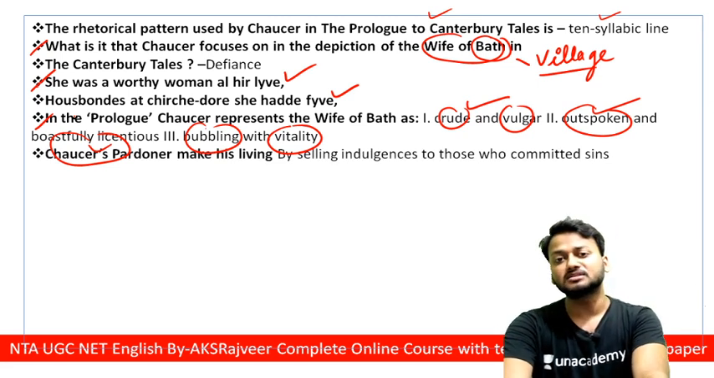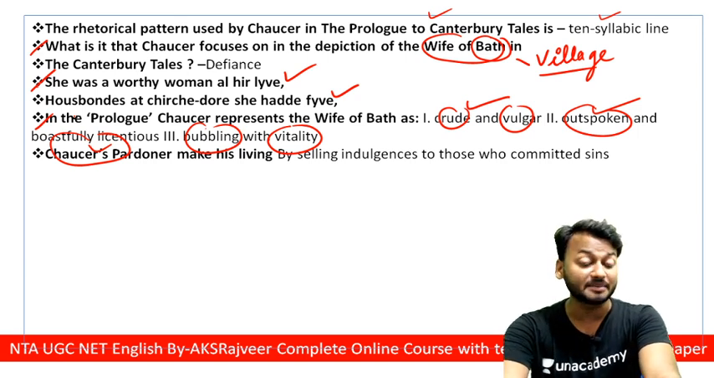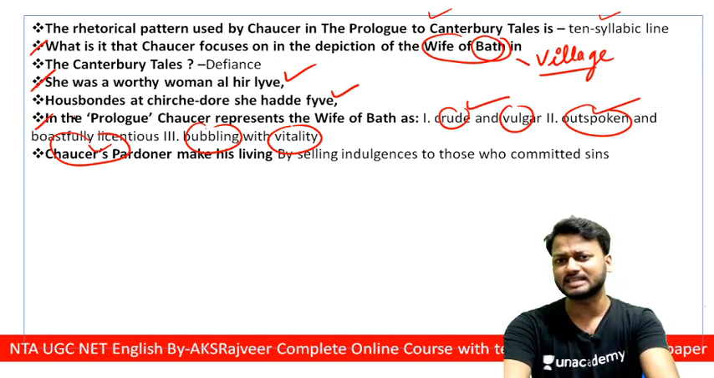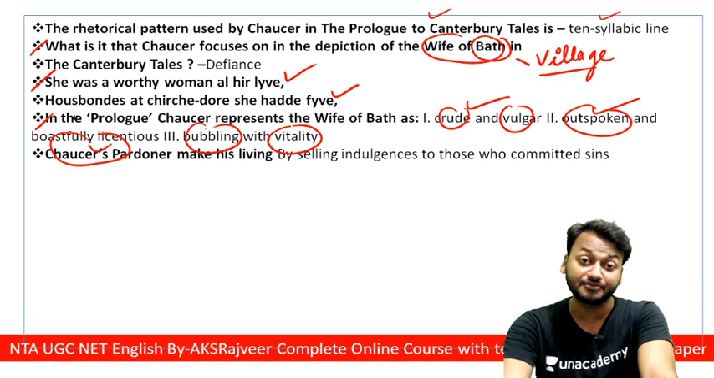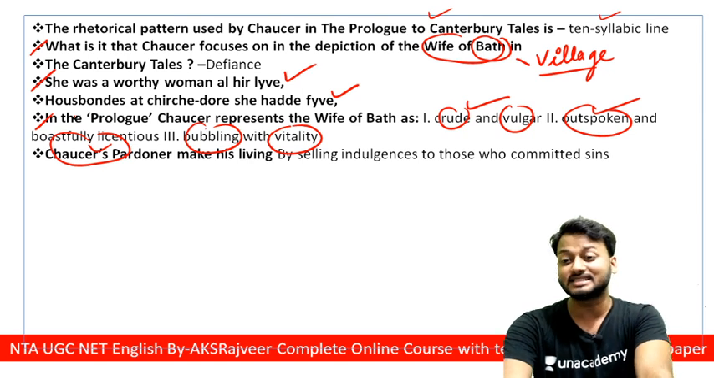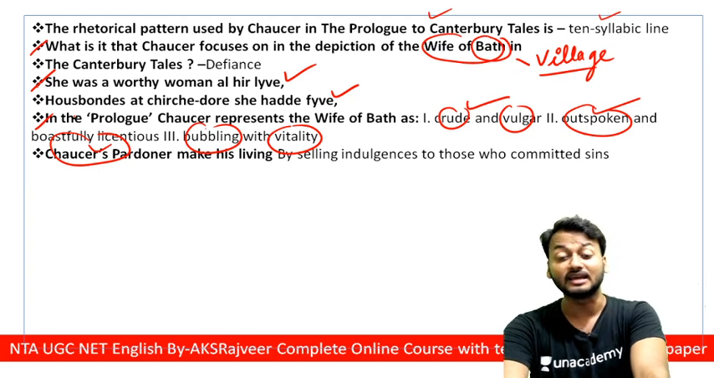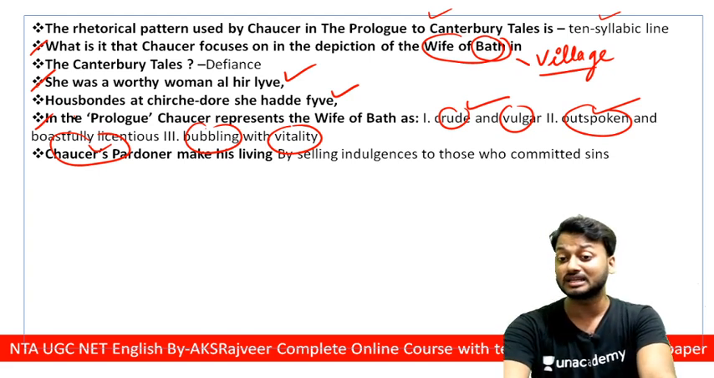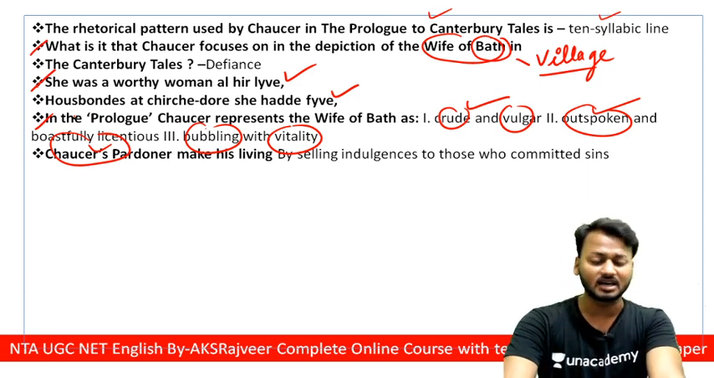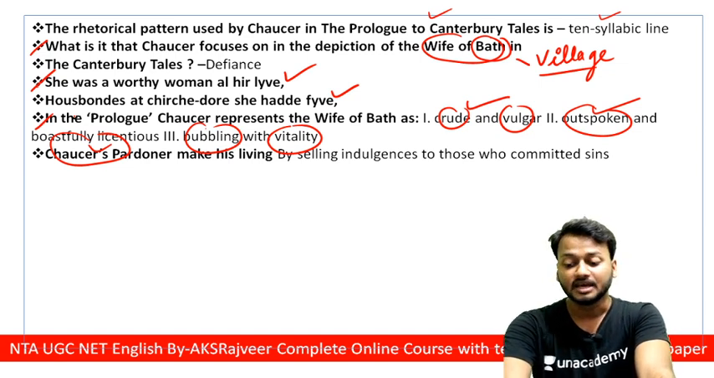See, Chaucer's Pardoner makes his living by selling indulgences to those who committed sins. Even Chaucer's Pardoner, who tells a tale in the Canterbury Tales, after finishing his tale says, please come here and kiss these relics, and he is more interested in selling those indulgences. Notice you can see the corruption of the church in Chaucer's Canterbury Tales. See the next point.